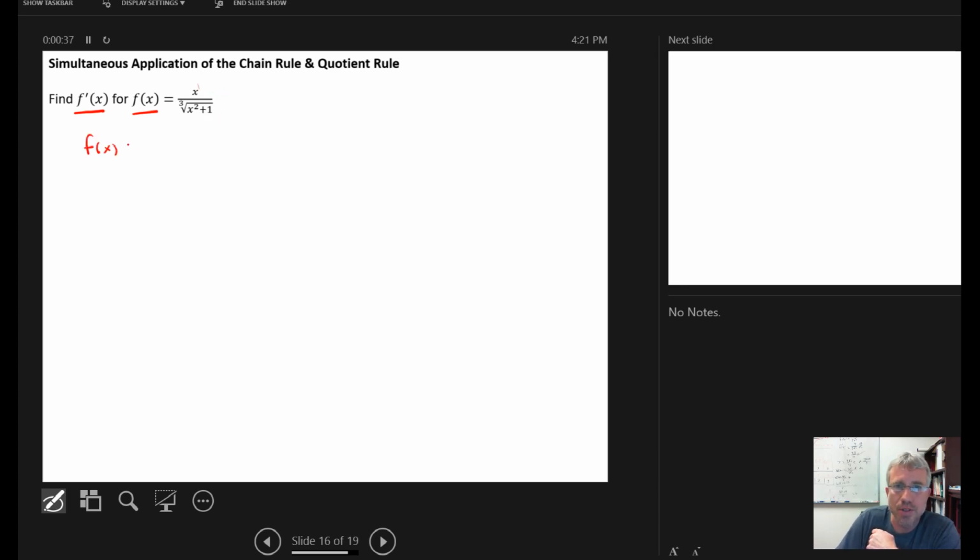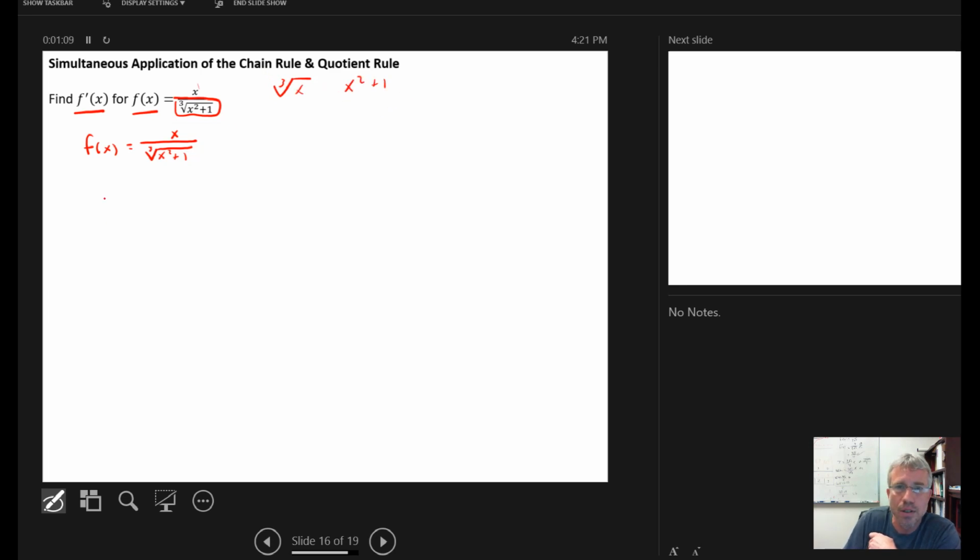So I have f of x equals x over the cube root of x squared plus 1. So I've got a quotient, I'll need the quotient rule, and then I also have x squared plus 1 inside of the cube root function. So I have a function in the denominator, I have a function composition going on, one function inside of the other. I have a cube root function, and inside of the cube root function I have the function x squared plus 1.